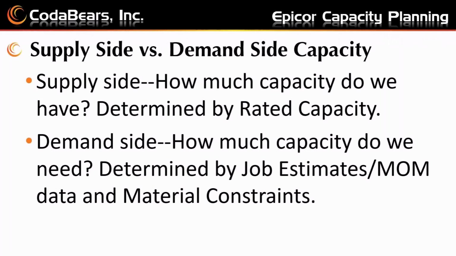Well, we have supply side versus demand side capacity. Quite simply, the supply side is how much capacity do we have? This is basically determined by what's called rated capacity. I will explain that in just a few minutes on a future slide. And then quite simply, the demand side is how much capacity do we need? This is determined by our job estimates, methods of manufacturing data, and material constraints. How fast do we believe that we can run particular operations on particular resources? How do those resources line up in your method of manufacturing? And constraints on raw materials, like lead times and when your vendors are available, etc.